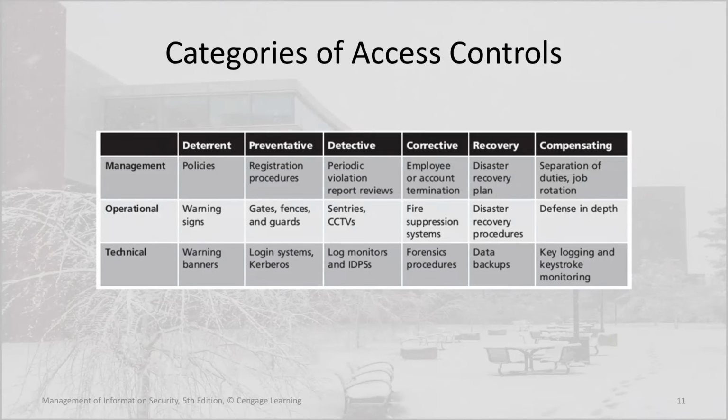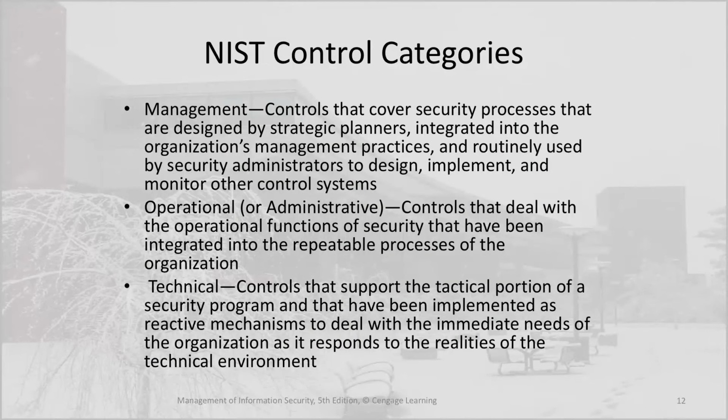This slide shows categories of access controls that may be relevant to management, operational, and technical staff. NIST categorizes controls according to management, operational, or technical. Management controls cover security processes that are designed by strategic planners, integrated into the organization's management practices, and routinely used by security administrators to design, implement, and monitor other control systems.